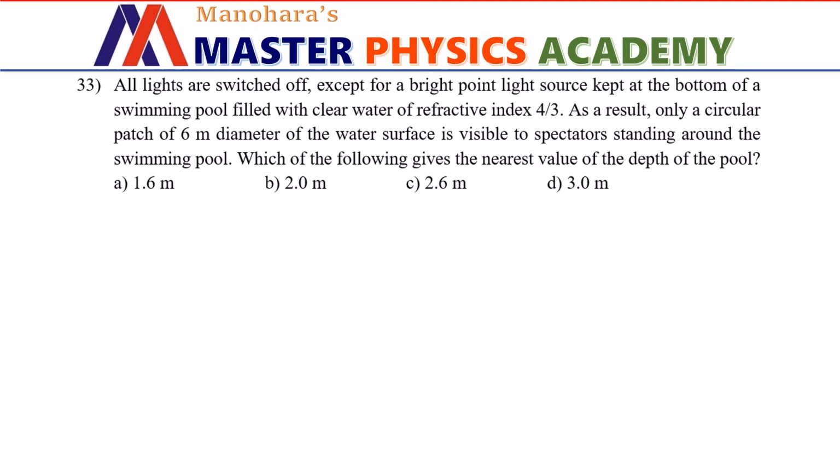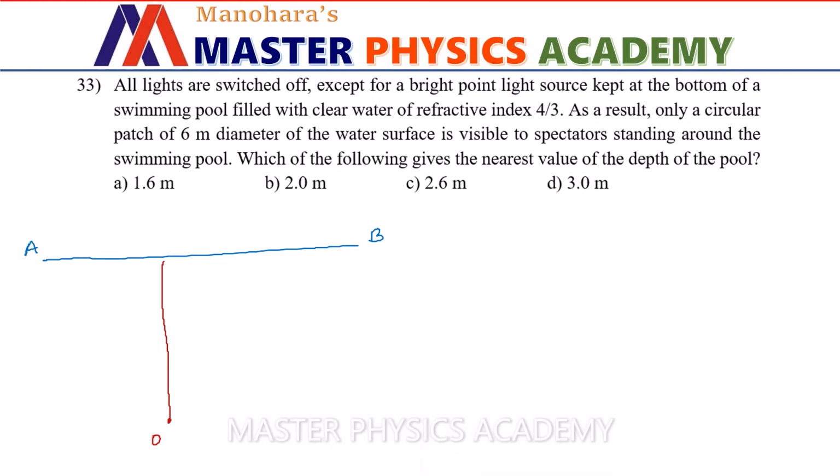Here, let us consider this as the surface of the swimming pool, and name it AB. We have a point source of light, say O, situated at the bottom of the swimming pool. A ray coming out of this light source and incident normally on the surface AB will go undeviated and reach the eyes of the spectators.